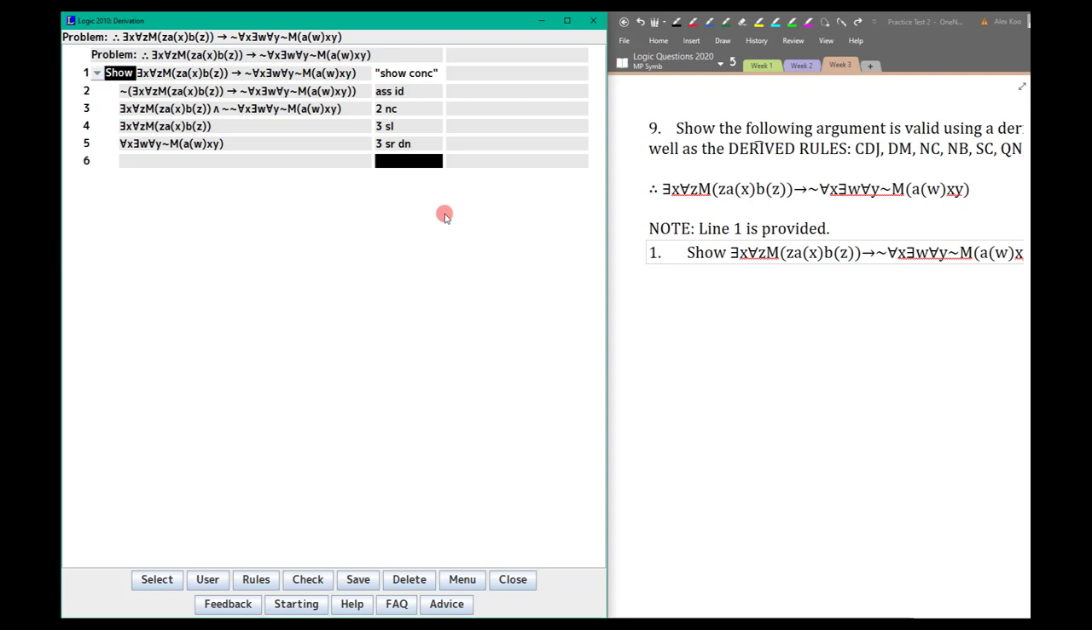Okay, so our only two lines that we have are line 4 and 5. On line 4 and 5, we just hope to generate a contradiction, and we see how it's going to go. Line 4 is an M predicate, and line 5 is the negation of the M predicate.